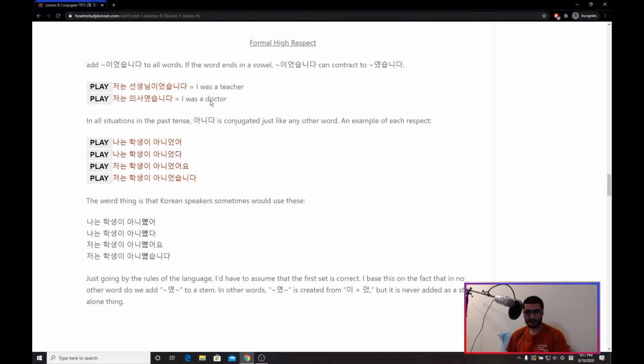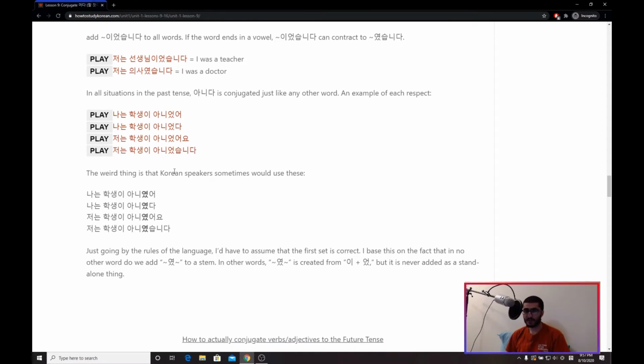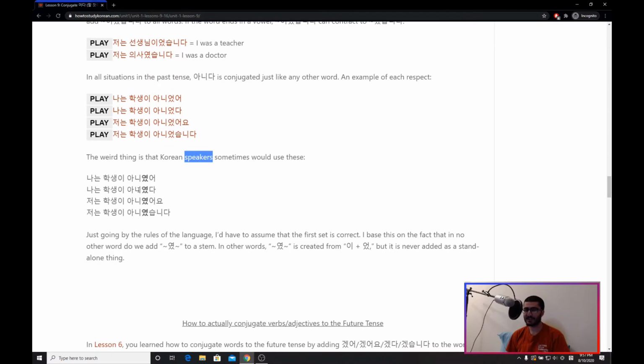So I think here he goes through all the 4 different forms. So the low informal 아니었어, 학생이 아니었어, and then the plain form 학생이 아니었다, the low high informal 저는 학생이 아니었어요, and then the formal high respect form 저는 학생이 아니었습니다. The weird thing is that Korean speakers often would say 아니었어, 아니었다.